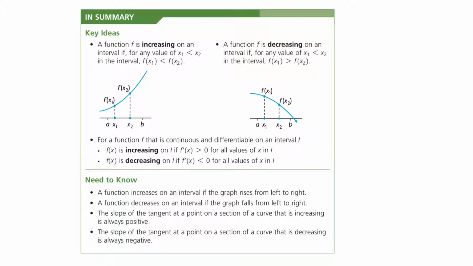To see if a function is increasing and decreasing, if it is continuous and differentiable, we draw the sign chart for the first derivative. Whenever first derivative is positive, function is increasing. Whenever first derivative is negative, function is decreasing.